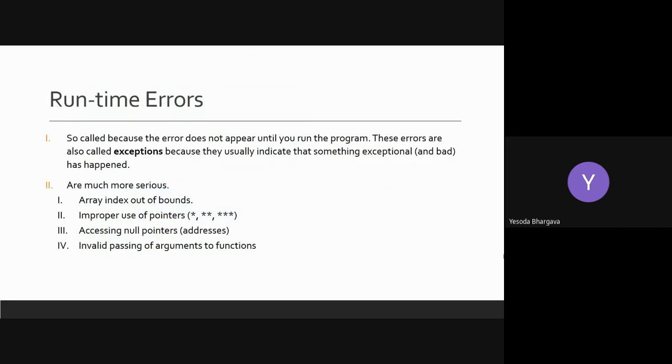So if we come to the runtime errors, runtime errors are basically those that do not appear until you run the program. These errors are also called exceptions, and they usually indicate something exceptionally bad has happened. And in software testing, we will talk about something called assert, in which you can use assert functions to identify yourself if there are any problems in the function that you have created. A few of the causes behind runtime errors could be array indexes out of bounds, improper use of pointers, accessing null pointers, or invalid passing of arguments to functions.